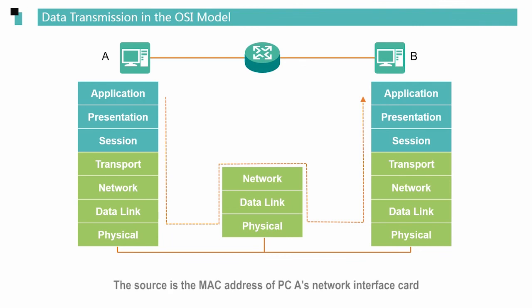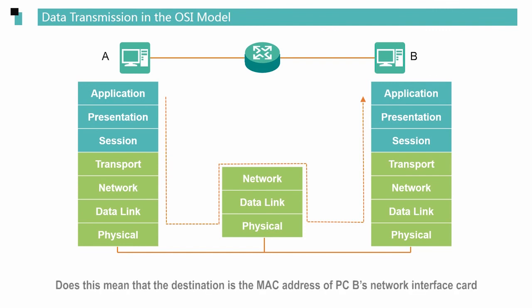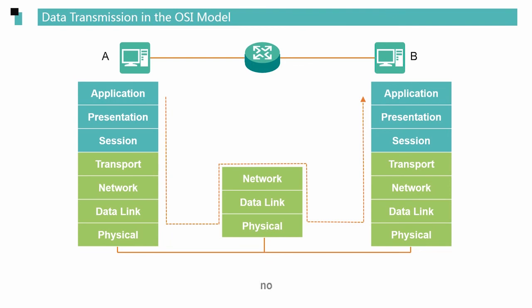The source is the MAC address of PCA's network interface card. Does this mean that the destination is the MAC address of PCB's network interface card? In this case, no. MAC addresses are valid only on LANs. The destination address is therefore the gateway MAC address. All of the data is turned into a stream of bits, for example, 1010, at the physical layer and is transmitted to the router through a network cable.